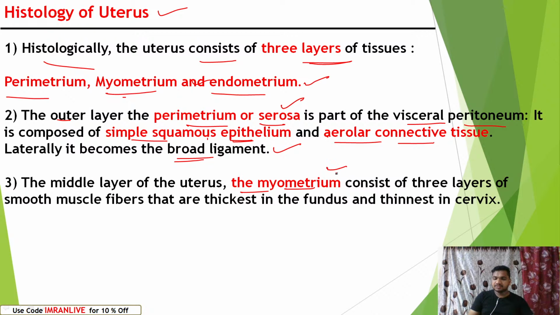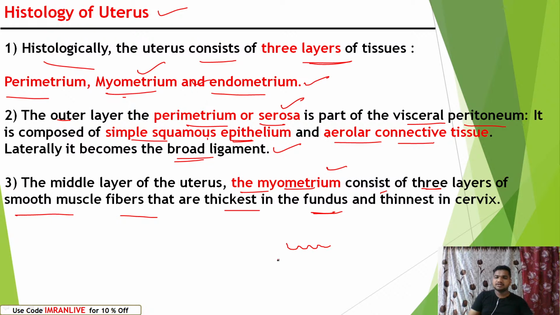The middle layer of the uterus is the myometrium. It consists of three layers. Do not get confused: the uterus is made up of three layers, perimetrium, myometrium, endometrium, but the second layer, the myometrium, also contains three different layers. They are made up of smooth muscle fibers that are thickest in the fundus.